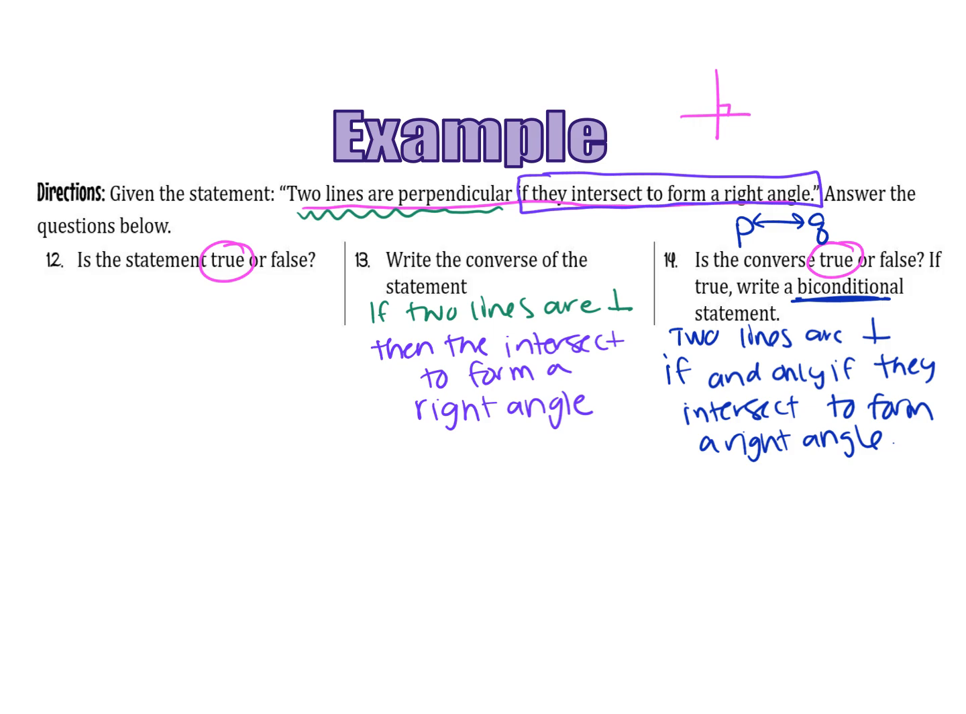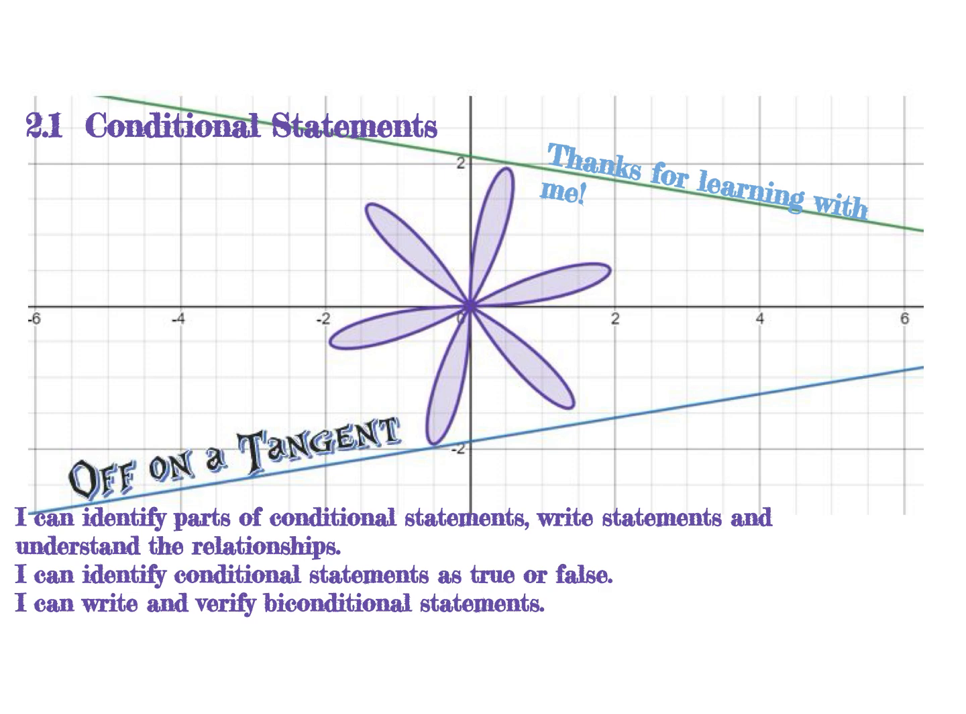All right, let's go ahead and wrap up this video. 2.1 had a lot of vocabulary, so thank you for bearing with me. Our goals were that we could identify conditional statements, write them, and understand their relationships, that we could identify if a conditional statement was true or false, and that we could write and verify biconditional statements. And we had examples on all of those different topics.